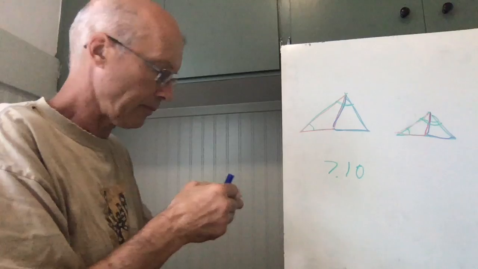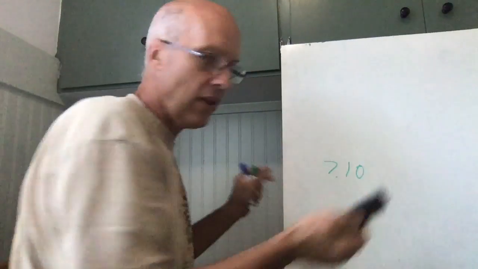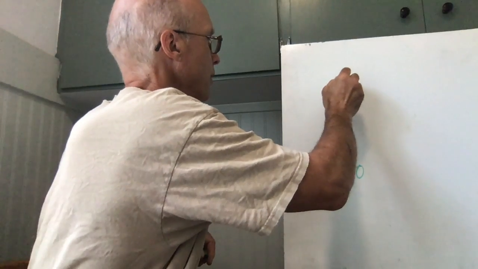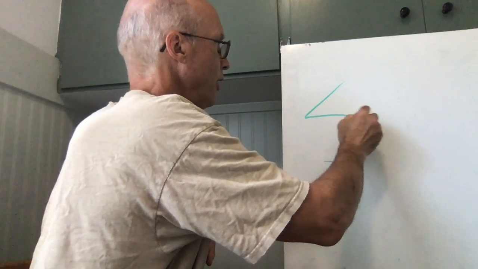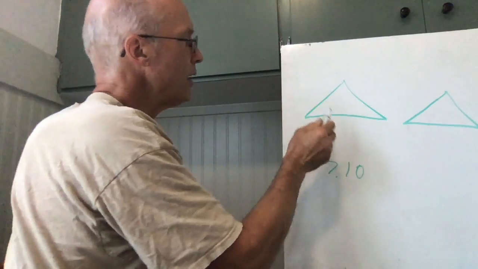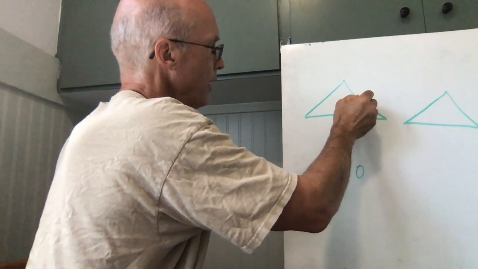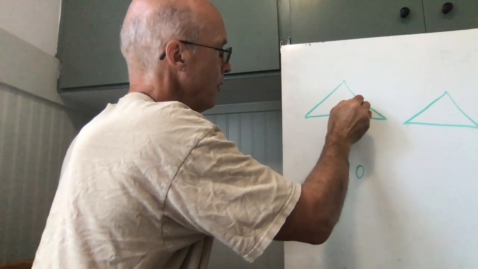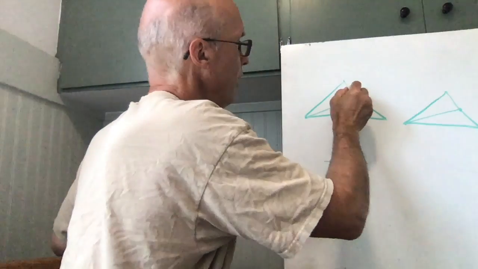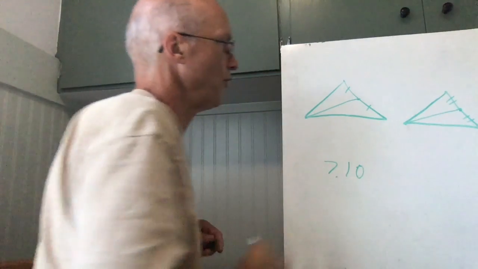7.10 says we're not going to do angle bisectors, we're not going to do altitudes, we're going to do medians. Do you remember what medians are? So let me do kind of a different looking triangle. Whatever. Medians cut, like, see this side here? They're going to cut this exactly in half. And they're going to cut this side exactly in half. So now these two are going to be the same. These two are going to be the same.